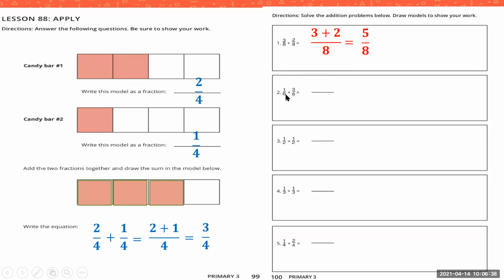Number 2, 1 over 6 plus 3 over 6. I will put 6 as it is and add 3 plus 1. So it will be 4 over 6. Okay, the next one, 1 over 2, or half plus half. We have the same denominator, so I will put 2 as it is and add 1 plus 1 equals 2.